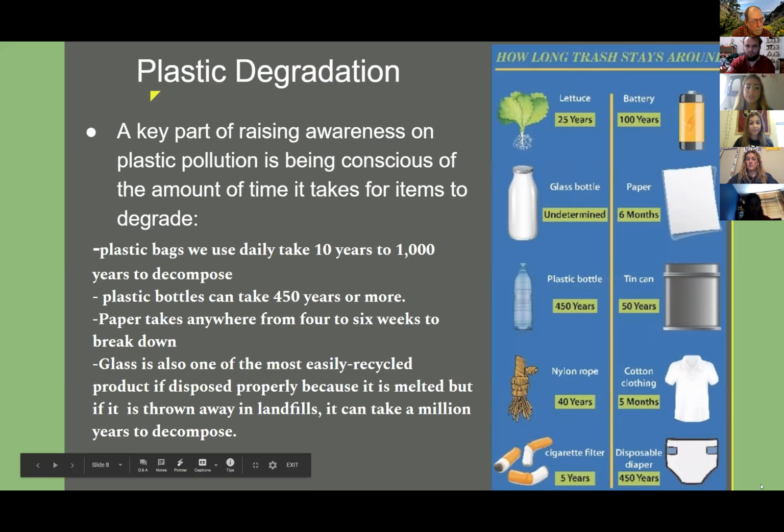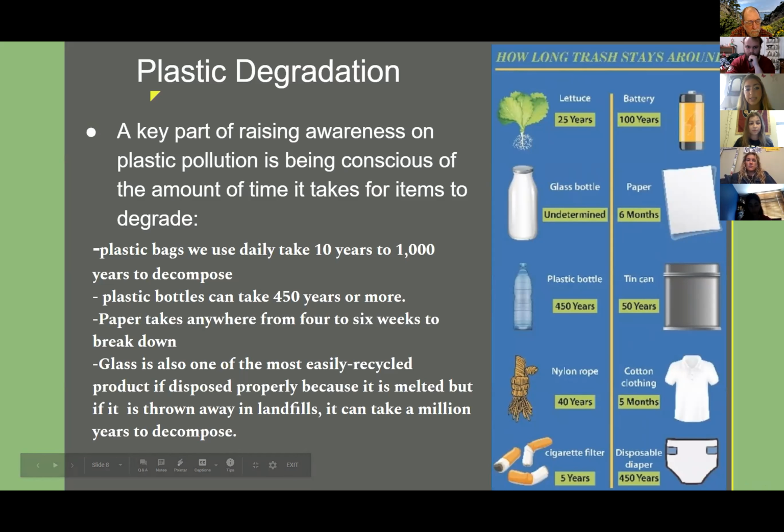So, plastic degradation. A key part of raising awareness on plastic pollution is being conscious of the amount of time it takes for items to degrade. So I listed some of the most common polluted items. Plastic bags we use daily take 10 years to 1,000 years to decompose. Plastic bottles can take 450 years or more.